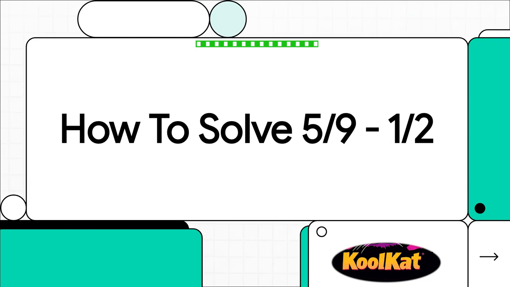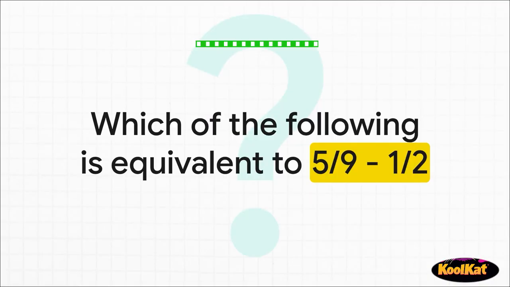Today we're going to tackle a math problem that looks pretty straightforward, but you know what? It actually unlocks a really powerful way to think about problem solving in general. You ready? Let's get into it. All right, here it is, 5/9 minus 1/2.